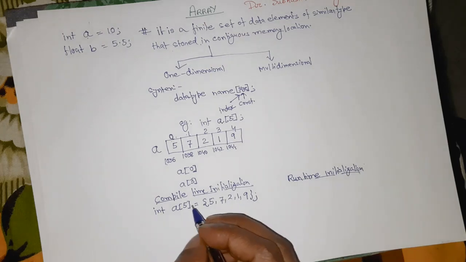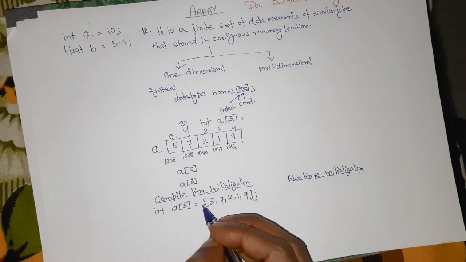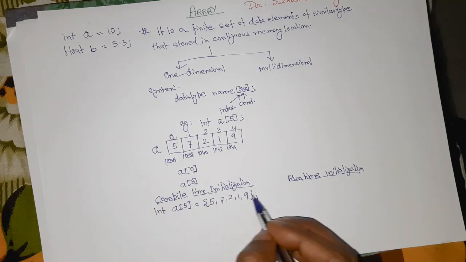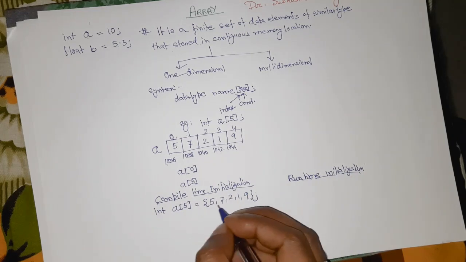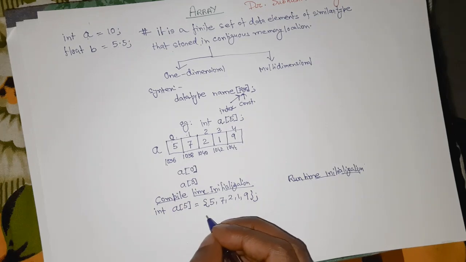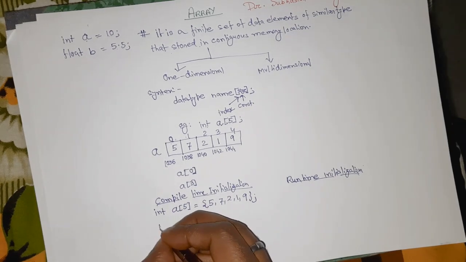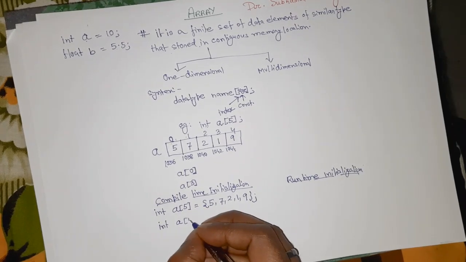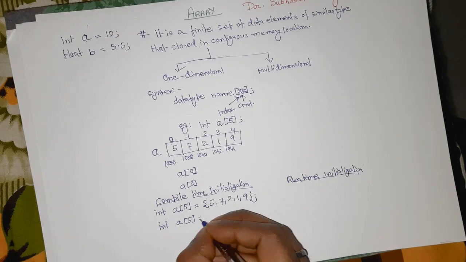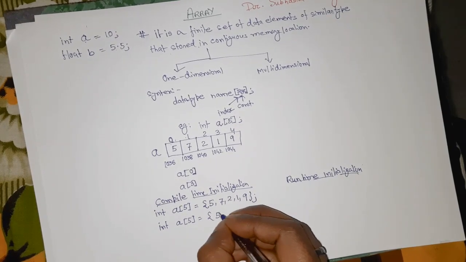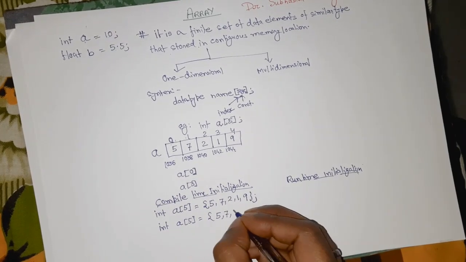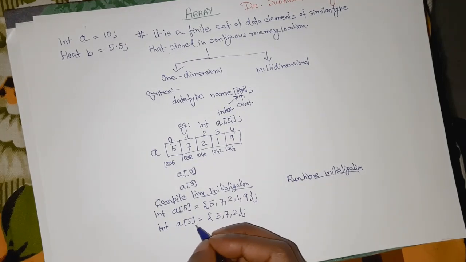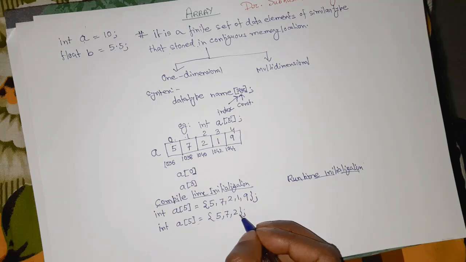At the time of declaring an array, it is not mandatory to initialize the whole array together. It means we are also allowed to initialize the array partially. How is it? Take an example. Suppose we declare an array A of size 5, we are also allowed to initialize partially. Let's have 5, 7, 2. Here we have declared the size of the array as 5, but we are assigning only 3 values, 5, 7, 2.